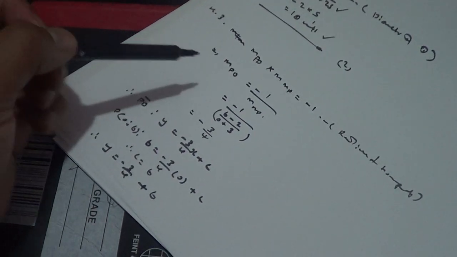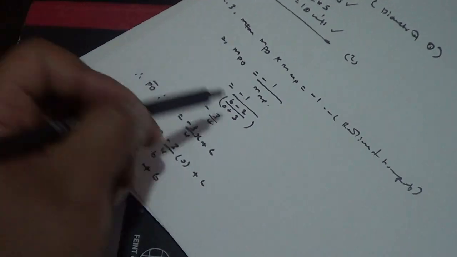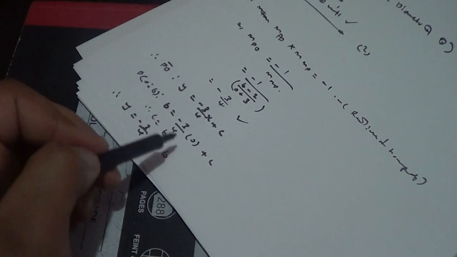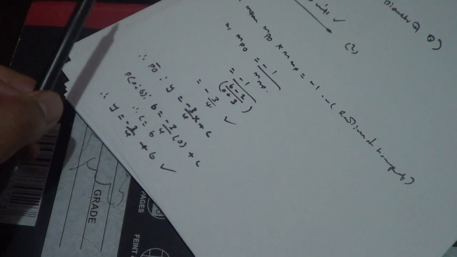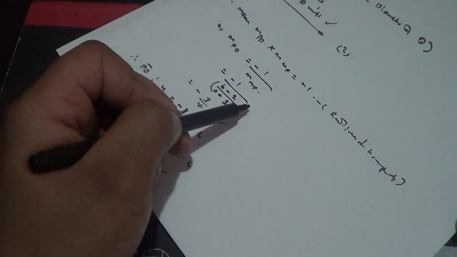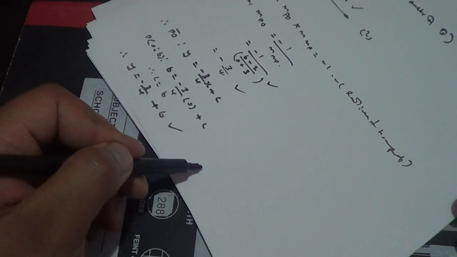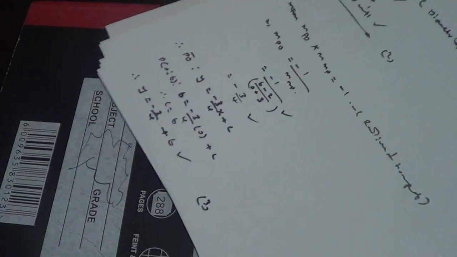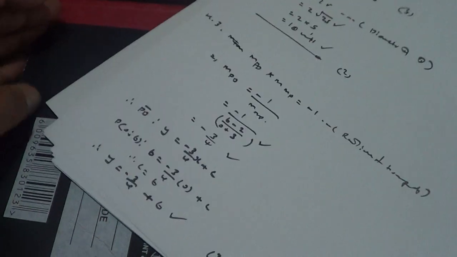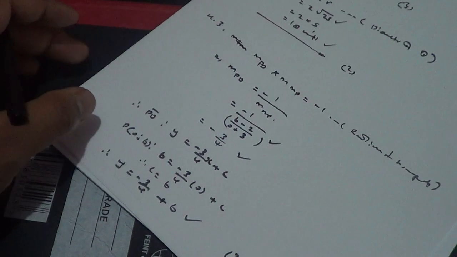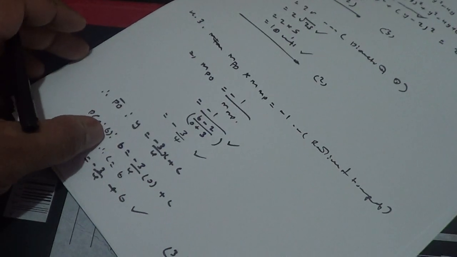So what do we do here? 3 marks, wow. Gradient and the equation. Maybe correct substitution, because the y-intercept is pretty evident. It's almost given, so maybe that's why you're not getting 4 marks. Normally they say 4 marks here. Alright guys, so that is as easy as that.